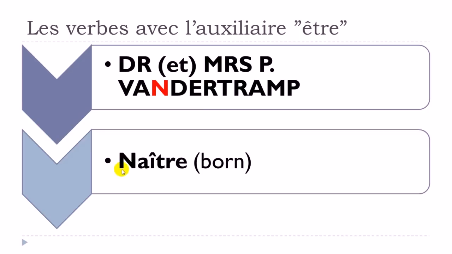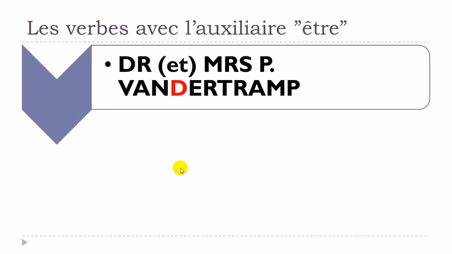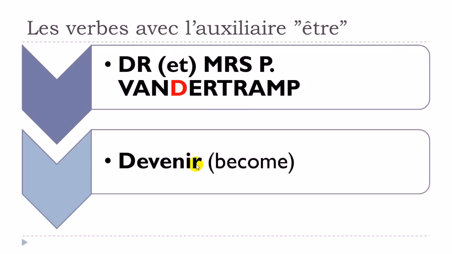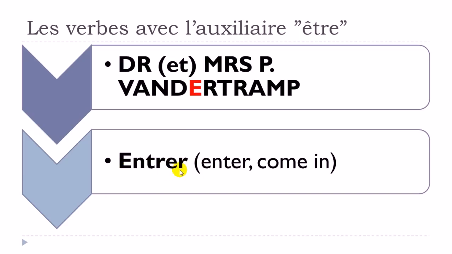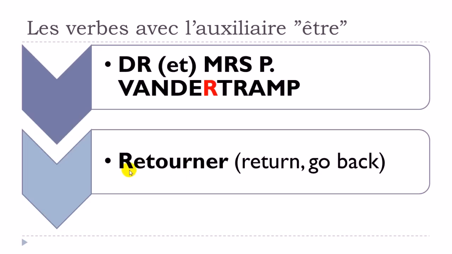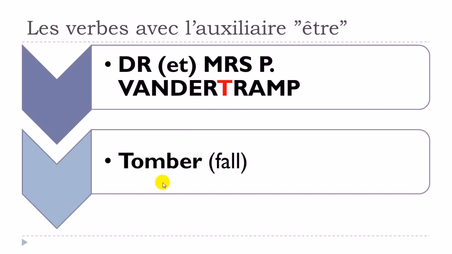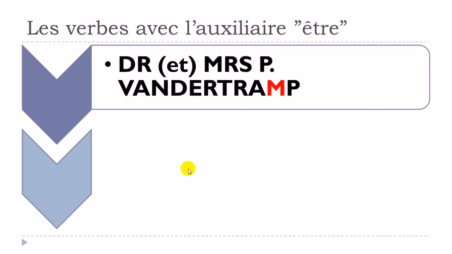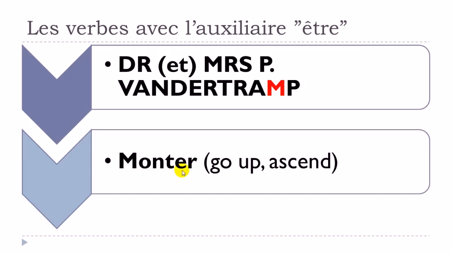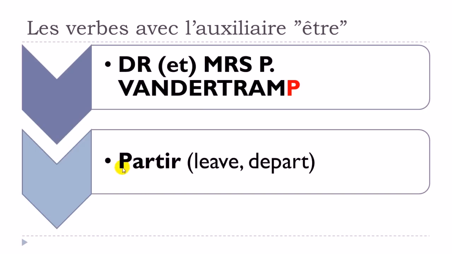N, naître. Then you will have D, and D will be for devenir. E, entrer. Then R for retourner. T for tomber. R for rester. Then A for arriver. M will be for monter. And last but not least, P will be for partir. Okay, so you have it.